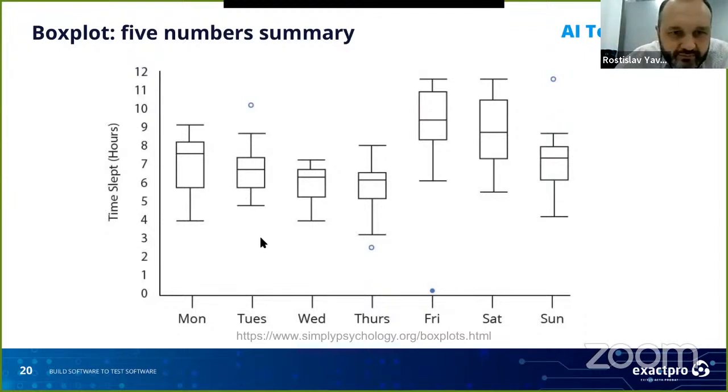So let's see Tuesday, and you see the average is slightly lower than Monday. The median is just below 7, but you see the minimum is higher. So probably this guy had a party during the weekend, but no party on Monday. So at least 5 hours is the minimum.